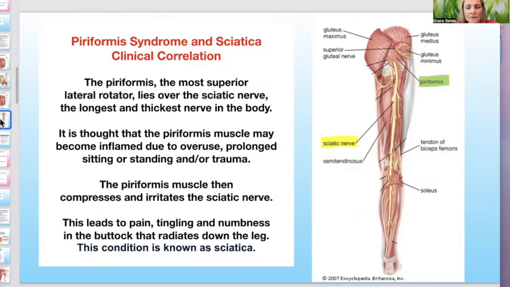It is thought that the piriformis muscle may become inflamed due to overuse, prolonged sitting or standing, and/or trauma. The piriformis muscle becomes inflamed and compresses and irritates the sciatic nerve. It leads to pain, tingling, and numbness in the buttock that radiates down the leg if it gets worse. This condition is known as sciatica.